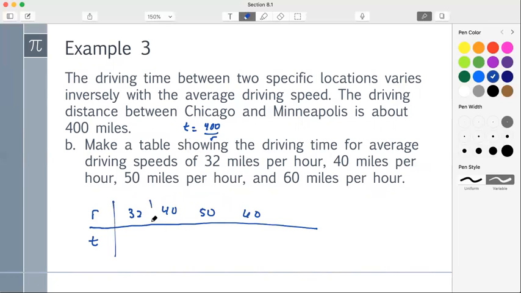I'm going to plug each one of those values into this equation, T equals 400 over R. When I do that for time, I get 12.5, 10, 8, and 6 2/3. And that makes sense, right? The faster you go, the shorter amount of time it should take you to get to a city.